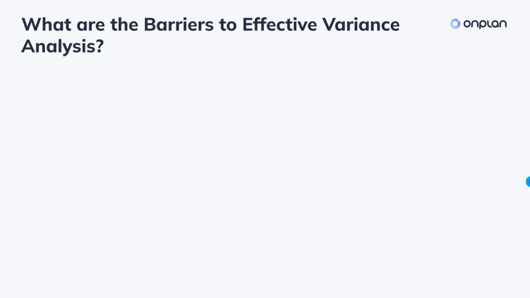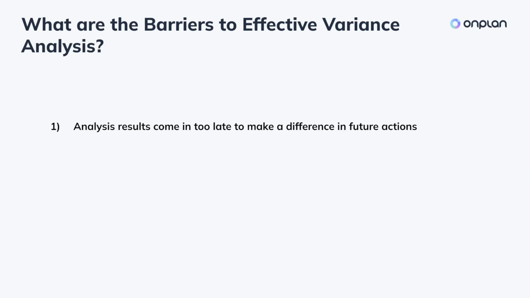As with all data analysis, variance analysis is only practical if you use it to course correct. There are 3 primary barriers that prevent you from achieving this. The first, analysis results come too late to make a difference in future actions. The accounting staff most likely analyze the variances at the end of each month in your company. Your management team will then receive the analyzed actual results, and while it may not be possible to speed up this process, your accounting team can flag any concerning findings before you finalize the formal reporting.